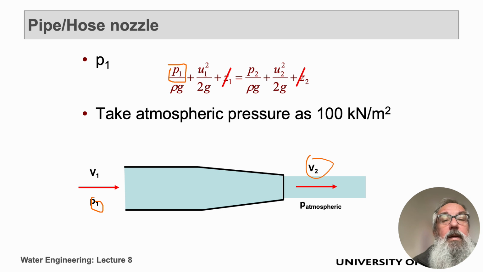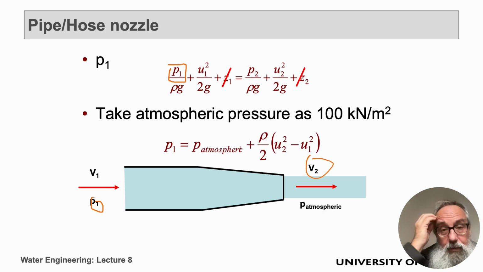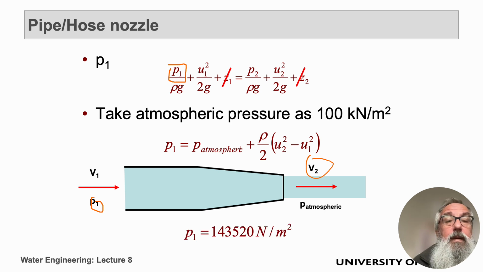But let's on this occasion take atmospheric pressure as 100 kilonewtons per meter squared. So we're going to calculate pressure 1 as being an absolute pressure. And all it is is a bit of a rearrangement of that Bernoulli equation to give a pressure P1 of 143,520 newtons per meter squared, or 143.5 kilonewtons per meter squared.